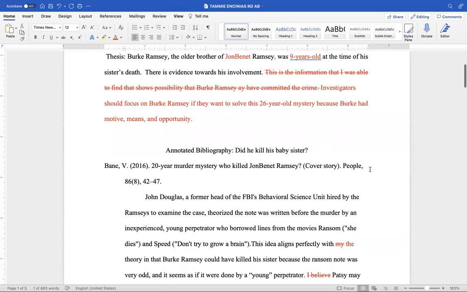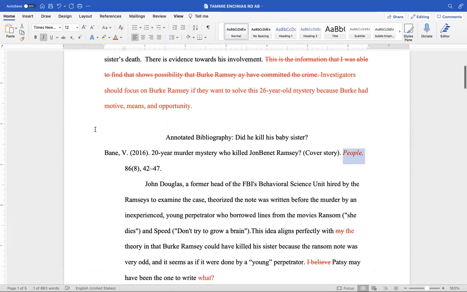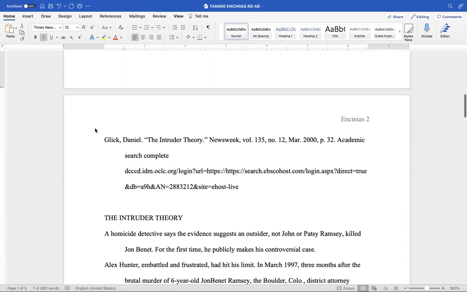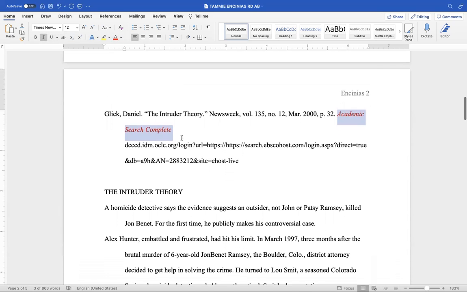Up here, make sure to put people in italics. Okay, this is supposed to be Academic Search Complete. So I'm going up here to the big A, little a. I'm going to italicize that and hit that. Then I'm going to put a comma after that.